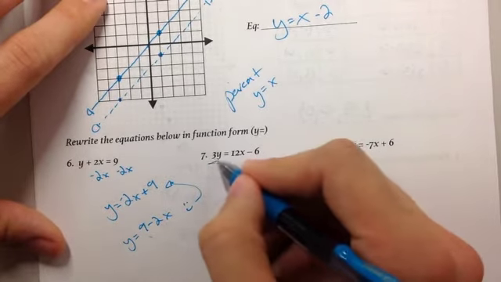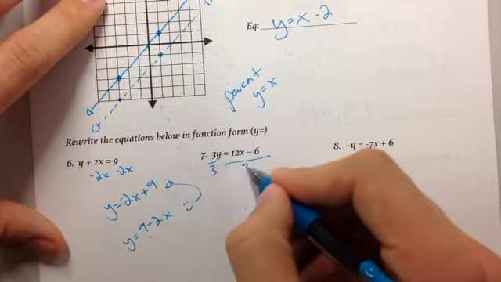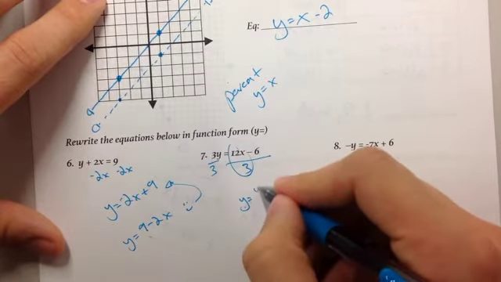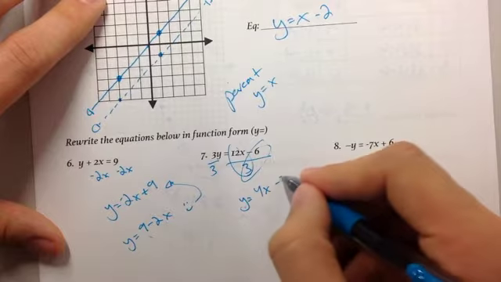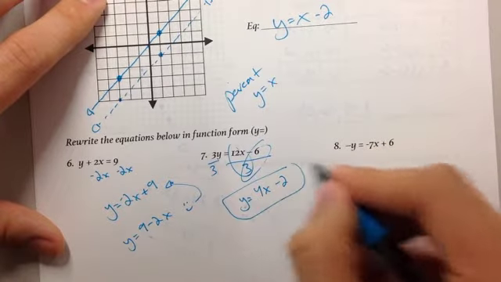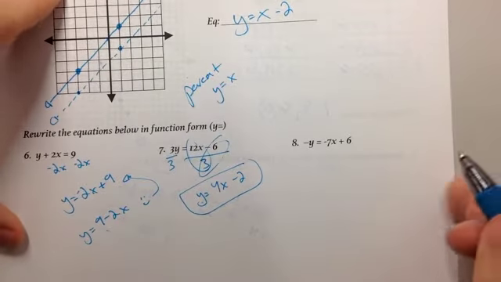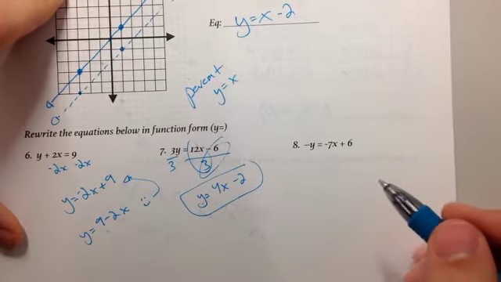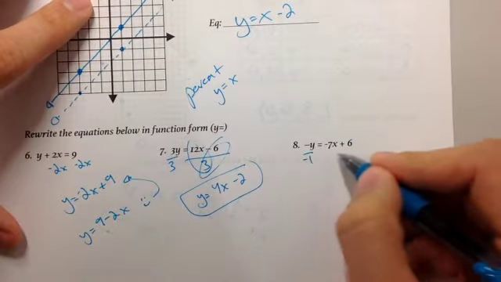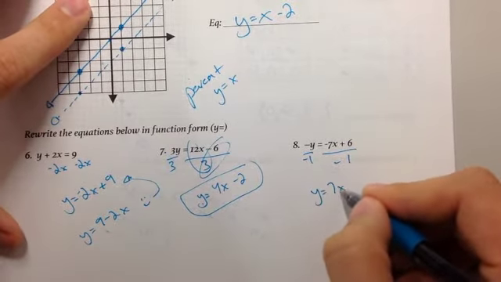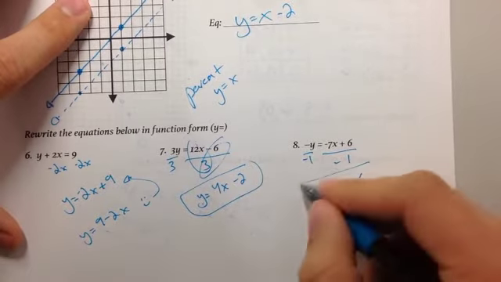that we want. The next one, we want y by itself, so I'm going to divide everything by 3. I'm going to get y is equal to 12 divided by 3 is 4x, and 6 divided by 3 is 2. My last one, y is negative. Don't want a negative y, I want that positive y, so I'm going to divide the negative off. That's going to give me y is equal to 7x minus 6 for that one.